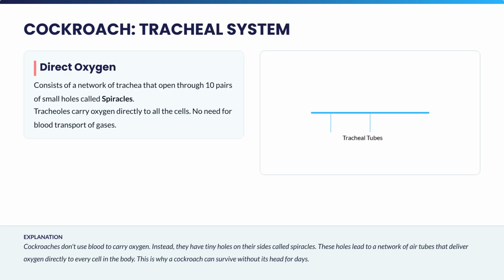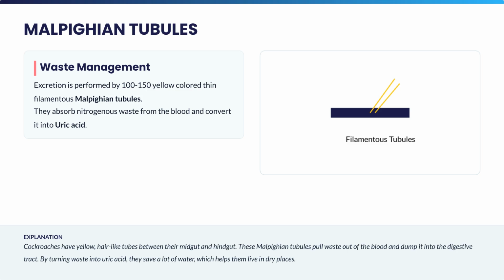Cockroaches use a tracheal system for direct oxygen delivery. A network of air tubes opens through 10 pairs of spiracles, carrying oxygen directly to every cell without needing blood transport for gases. Excretion in cockroaches is managed by 100 to 150 Malpighian tubules. These tubules absorb nitrogenous waste from the blood and convert it into uric acid, conserving water, which aids survival in dry environments.